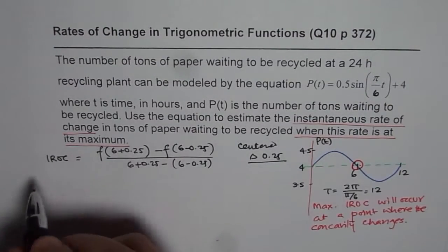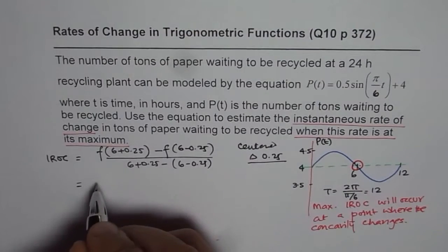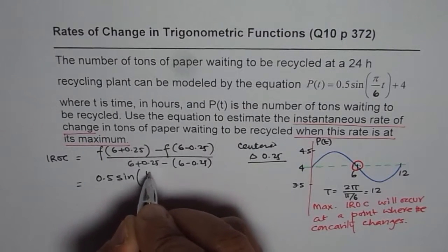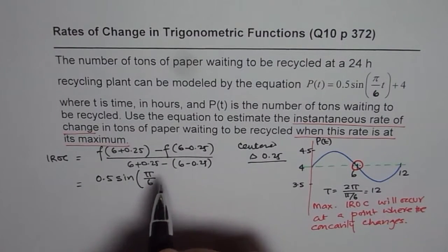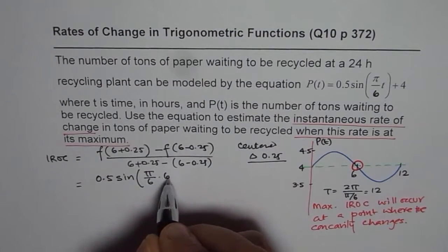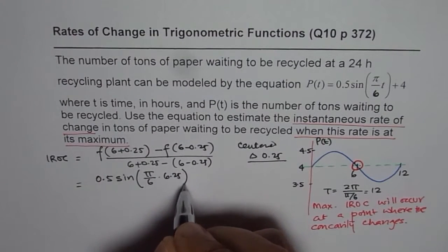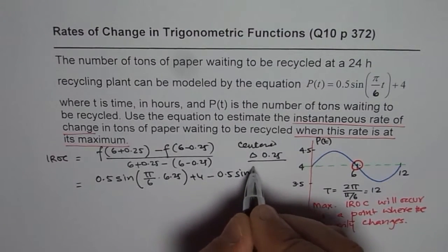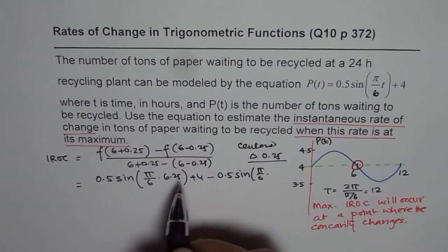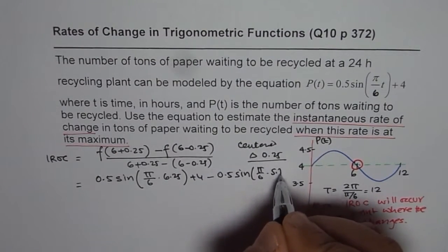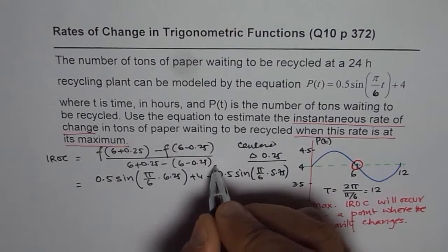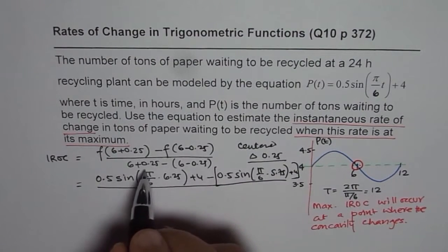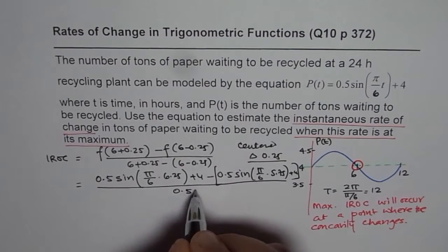So let's calculate the value. We have 0.5 sin of π divided by 6 times 6.25, plus 4, minus 0.5 sin of π over 6 times 5.75, where I take away 0.25 from 6, plus 4, divided by this minus this, which will be 0.50.